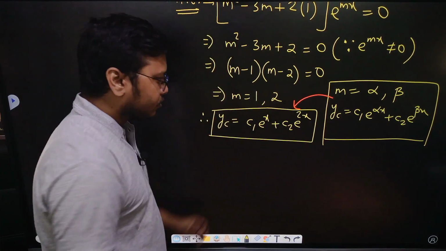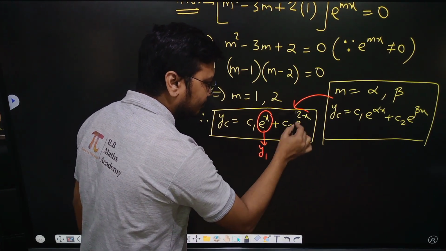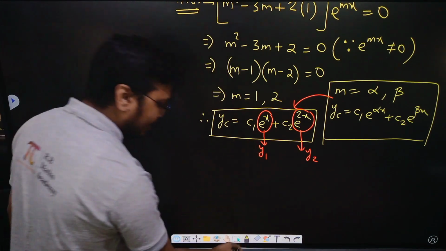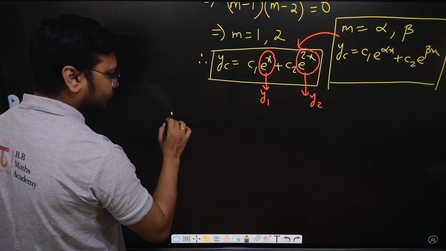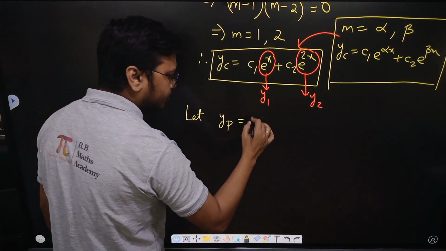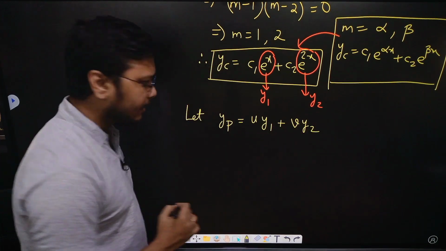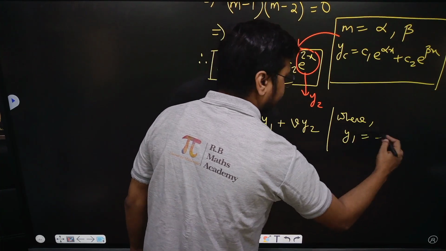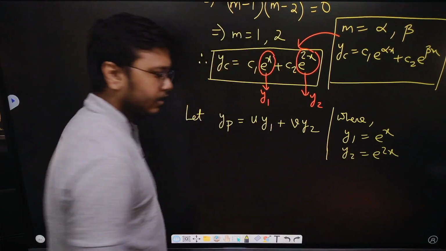Okay, so now I can say this is my y1 part just like before, and this is my y2 part. So we're going to take that help, and now we're going to write that yp equals u times y1 plus v times y2, where y1 is the e to the power x part and y2 is the e to the power 2x part, right?